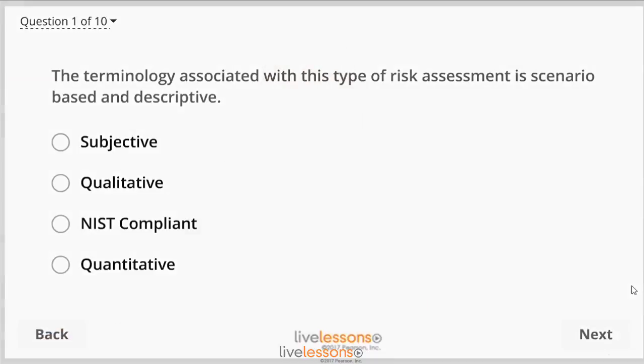So welcome to Lesson 3, Domain 1 Security and Risk Management, Exam Practice Questions. Now we're going to be going through a series of questions, and I'm going to walk you through both the answers and how I would approach those questions.